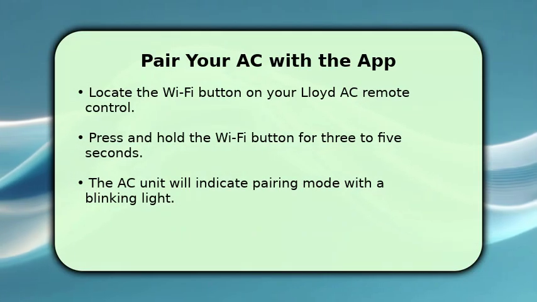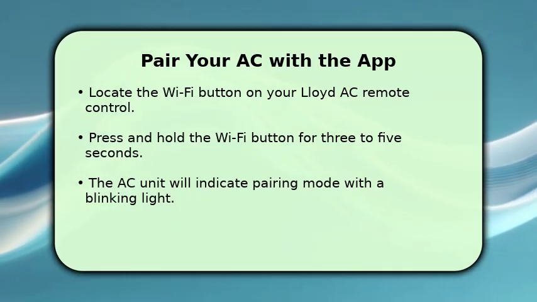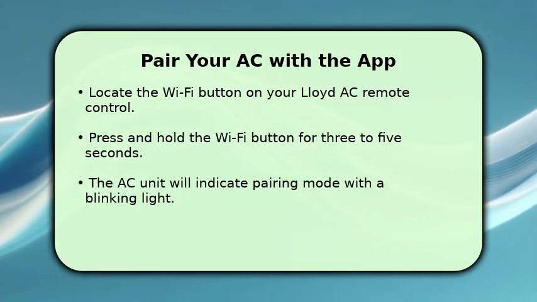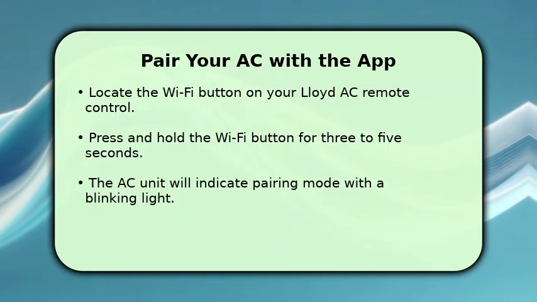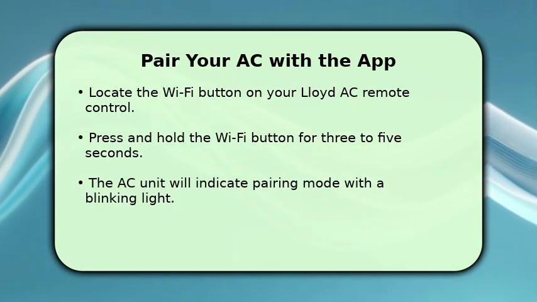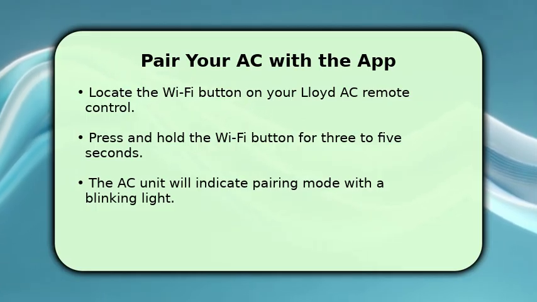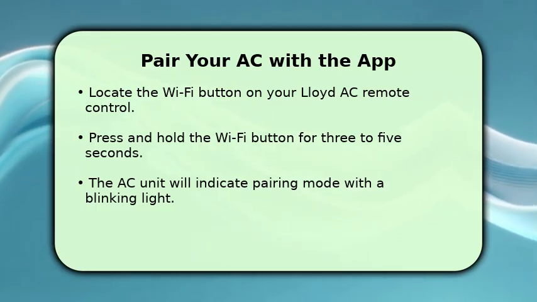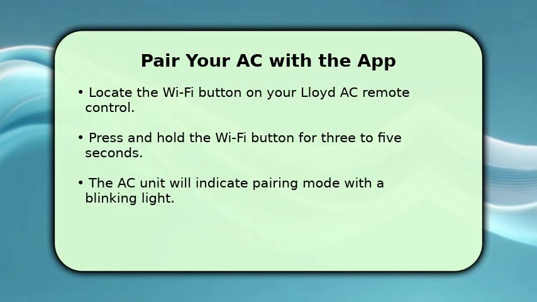Now let us pair your air conditioner. Take your Lloyd AC remote and locate the dedicated Wi-Fi button. Press and hold this button for approximately 3 to 5 seconds. Your AC unit will then enter pairing mode, usually indicated by a blinking Wi-Fi light on its display panel.